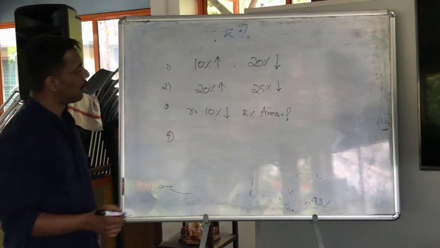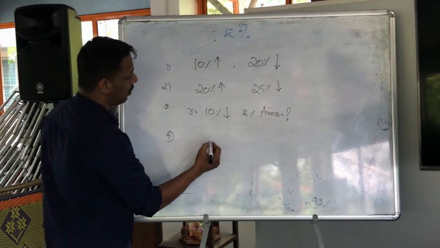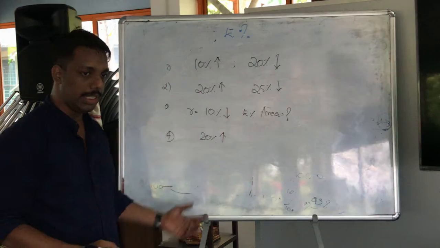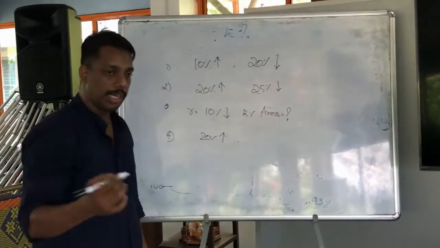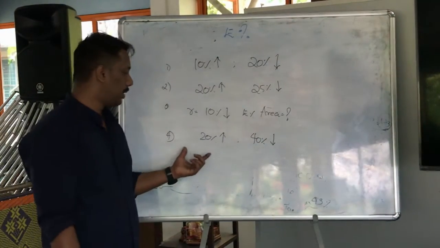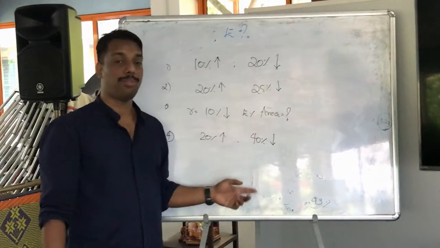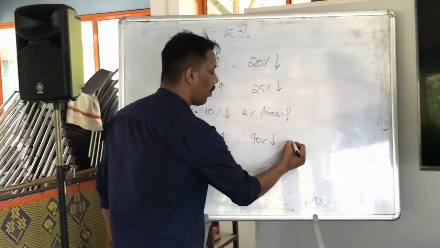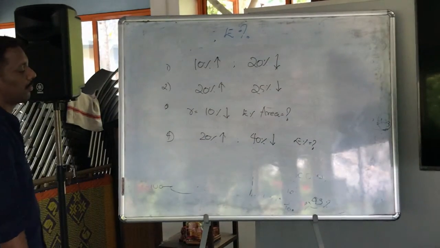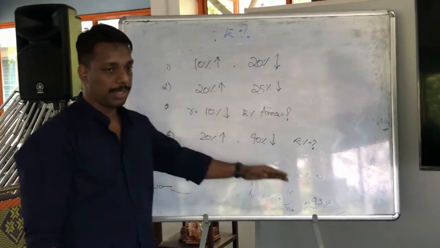Fourth problem. A number is increased 20% initially, and later reduced by 40%. Then what will be the effective percentage?